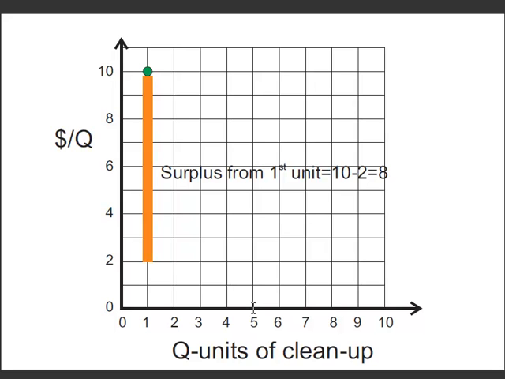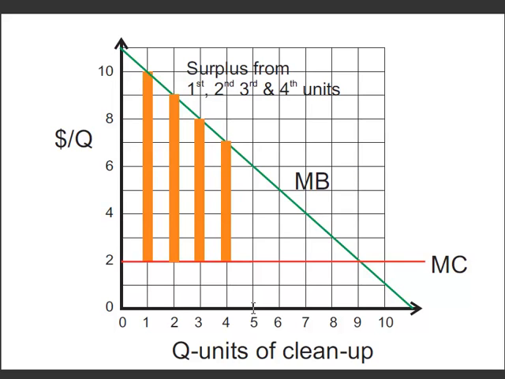And again, we're going to simply take the marginal benefit curve and find the distance between the marginal benefit curve and the marginal cost curve, and that will tell us the surplus for every unit. All right, so we see the marginal surplus achieved from the first unit was 8. The marginal surplus achieved from the second unit was 7, and so on and so on.